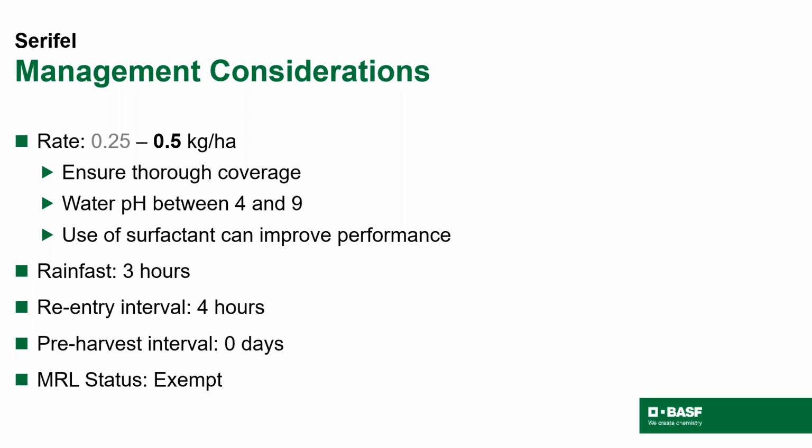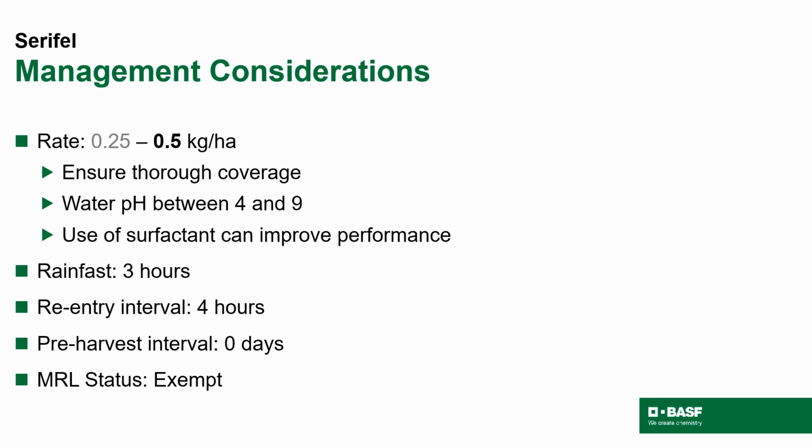There shouldn't be any issues with the pH of your water. We are okay with a pH between 4 and 9. And the use of a surfactant can improve performance, just because that generally improves the coverage on your plant. So it may not be necessary, but it certainly won't hurt. And if you're worried about that coverage, it doesn't hurt to have surfactant.